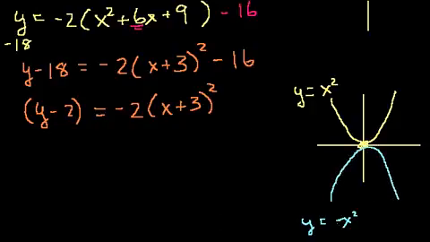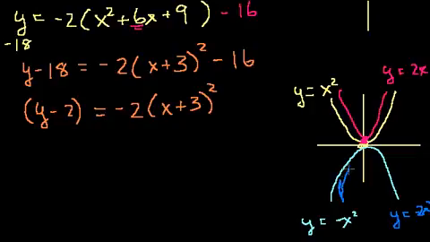If I were to try to graph y is equal to 2x squared, it would just be like y is equal to x squared, but it would go up twice as fast. It would look something like that, still with the vertex at the origin. And finally, if I were to graph y is equal to minus 2x squared, it would look something like this. It would open downward and go down twice as fast.